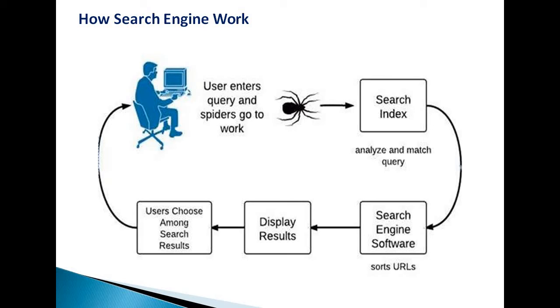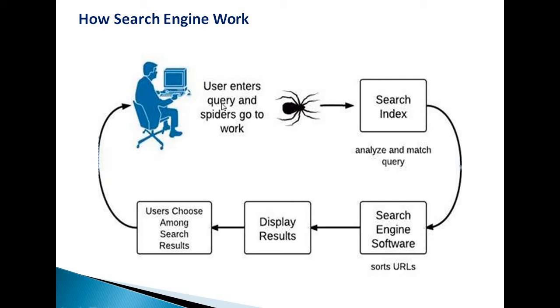After analyzing and matching the query in the search index, the results related to the user's query are passed to the search engine software, where it will sort the URLs, that is Uniform Resource Locators, and display the results. The user then selects among the search results whichever is most useful and related to the query. So that is how a search engine works.